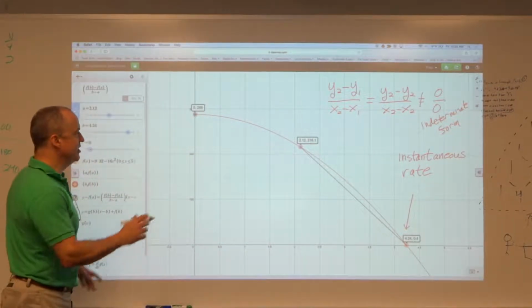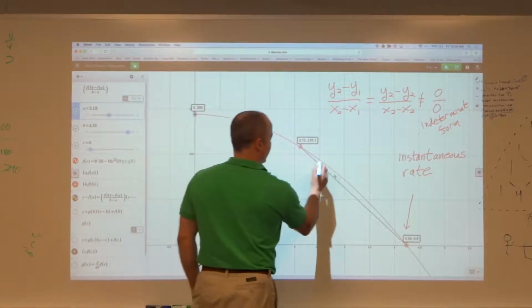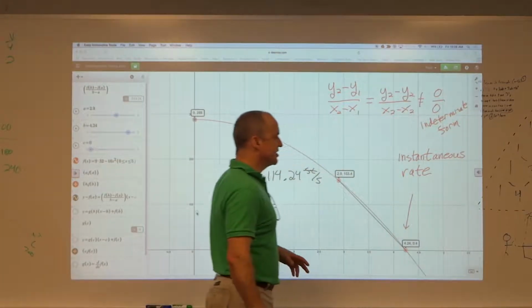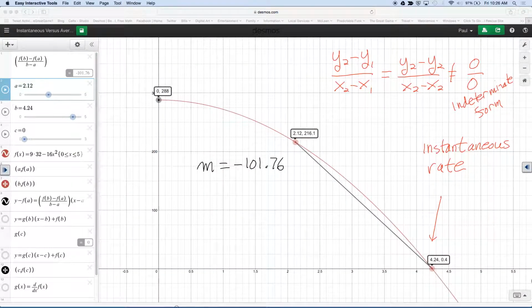So, still, we have a new average rate of change now. Between these two points, on your fall, you will have an average speed of negative 114.24 feet per second. Okay, and now we're going to move in closer. Zach, go ahead and jump to, hang on a second, let me save this slide first.